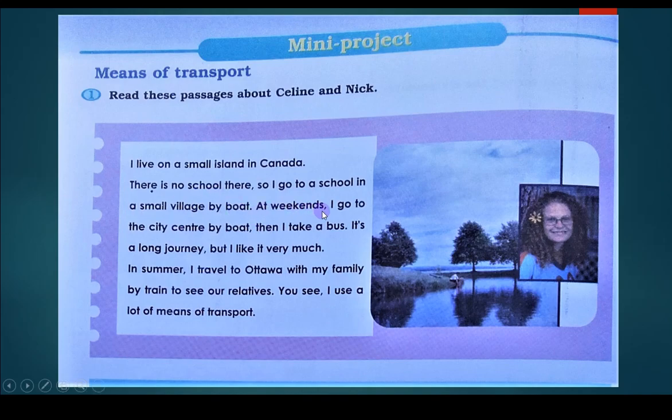At weekends, I go to the city center by boat. Then I take a bus.